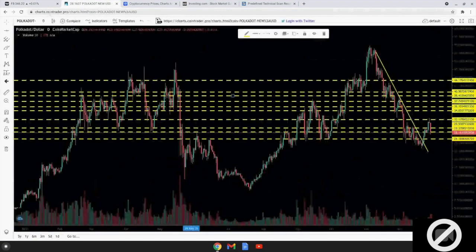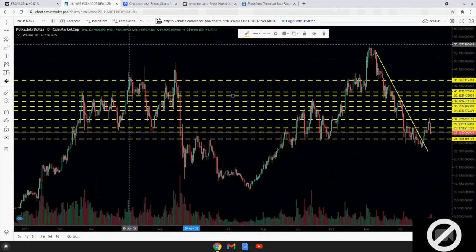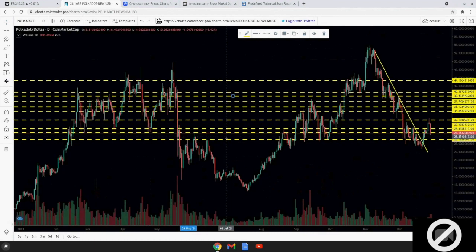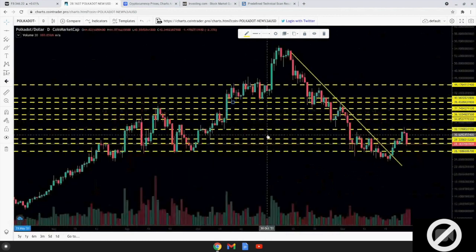This is charts.cointrader.pro, okay? This is for crypto. The reason I use this instead of TradingView is that TradingView doesn't have some of the newer cryptos, and it doesn't have some of the history of the crypto, okay? So as you see here, I mark up my support and resistance, of course. That's the first thing you want to do: set up your support and resistance.